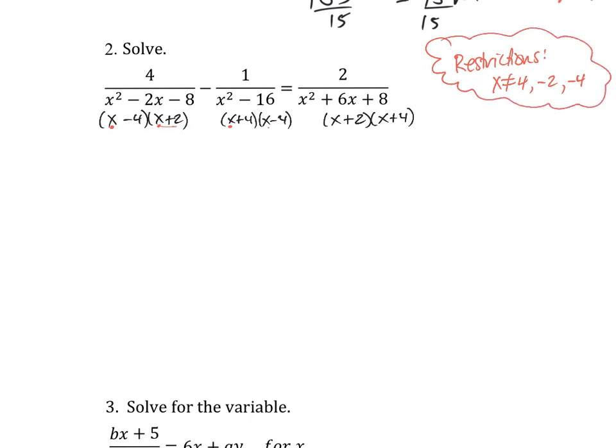And now we're ready to figure out what the common denominator is. We have 1, 2, 3 distinct terms. So that's the common denominator, okay? So we have all of them. All right, so we have x minus 4, x plus 2, x plus 4. We have to multiply that times 1, 2, 3 different terms.